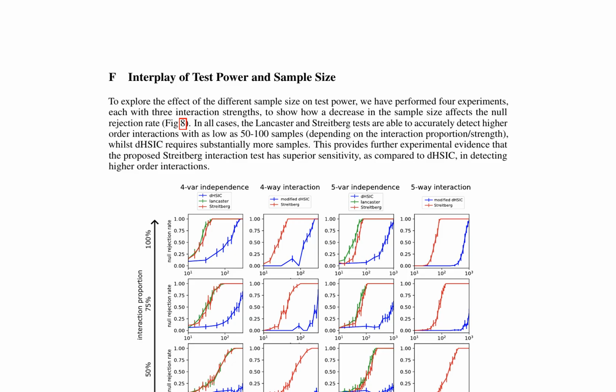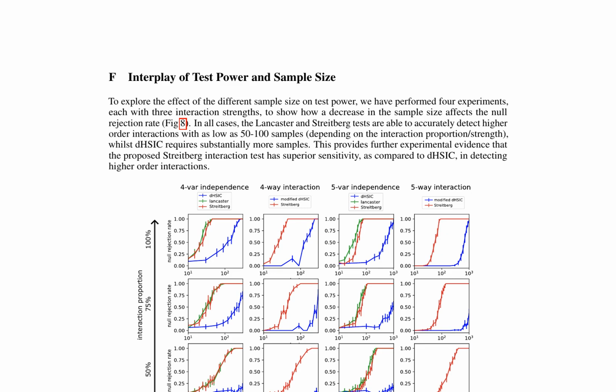The interplay between test power and sample size is explored through 4 experiments, each with 3 interaction strengths, to demonstrate how a decrease in sample size affects the null rejection rate. The results, illustrated in Figure 8, show that the Lancaster and Streitberg tests can accurately detect higher-order interactions with as few as 50 to 100 samples, depending on the interaction proportion or strength, whereas dHSIC requires substantially more samples. This provides experimental evidence that the proposed Streitberg interaction test has superior sensitivity in detecting higher-order interactions compared to dHSIC.